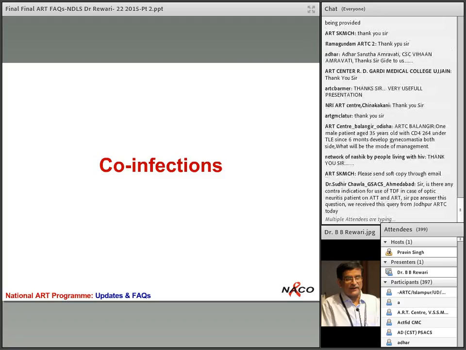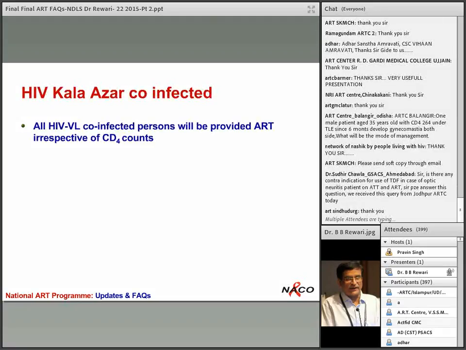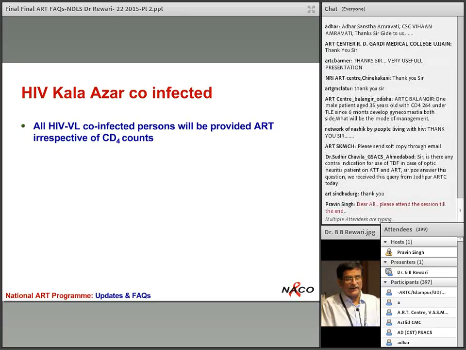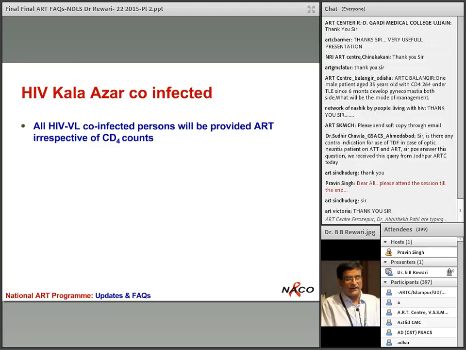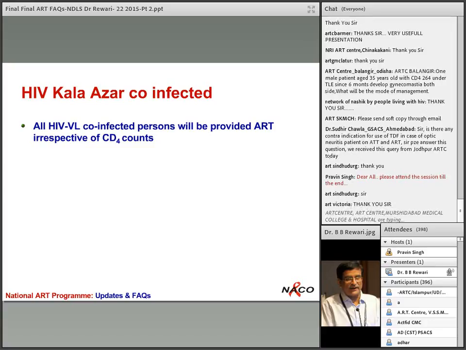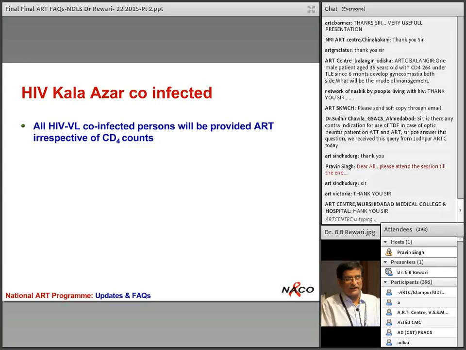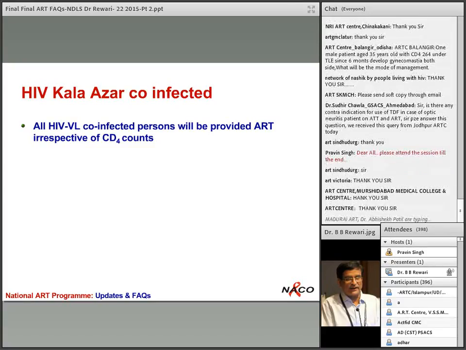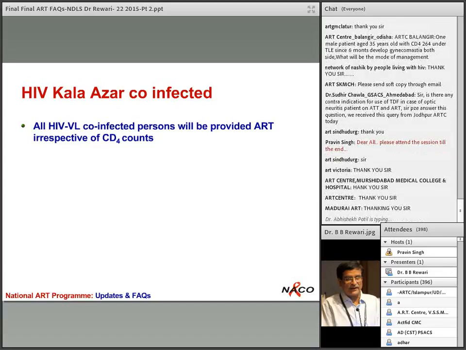Lastly, coming to co-infections, one of the co-infections in some of the eastern part of the country, in around 56 districts, is HIV with Kala Azar, which is still endemic. Kala Azar elimination has been taken up on priority by the government on 1st of July last year, and all patients with Kala Azar are being provided with liposomal amphotericin B, free of cost under the National Vector-Borne Disease Control Program. But the problem is, if they are HIV co-infected, the Kala Azar tends to recur because of the low immunity.